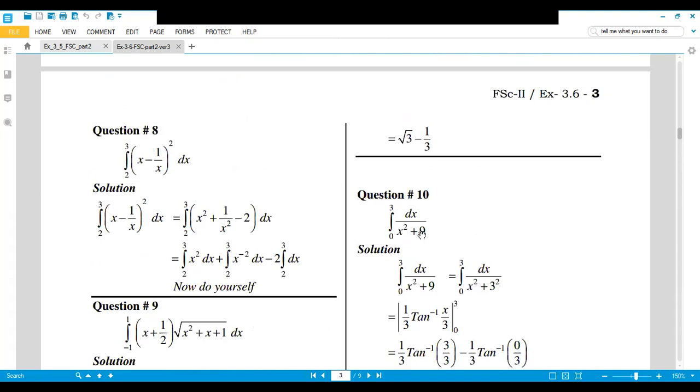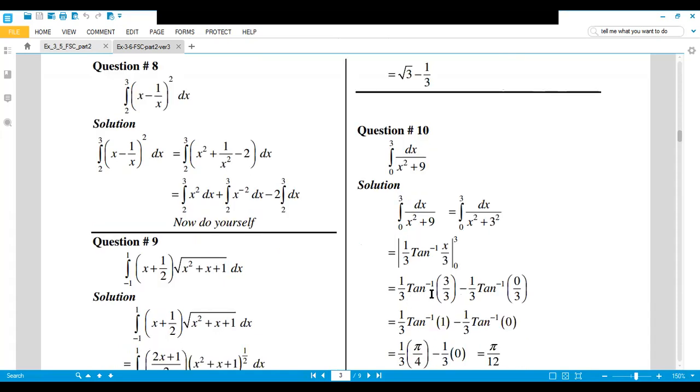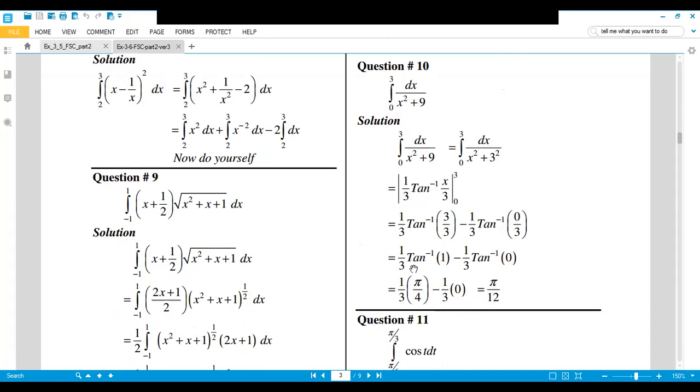Question number 10 is x square plus 9. So you know that this is x square plus 3 square. So this is the tan inverse formula. So 1 over x square plus a square is equal to 1 over a tan inverse x over a. So 1 over 3 tan inverse x over 3. So 1 over 3 tan inverse 3 over 3, the upper limit, minus 1 over 3 tan inverse of the lower limit 0 over 3. So here we get 1 over 3 tan inverse 1 minus 1 over 3 tan inverse 0. So tan inverse 1 is 45 degrees, pi over 4, and tan inverse 0 is 0. So this complete term will convert to 0. So we get pi over 12.